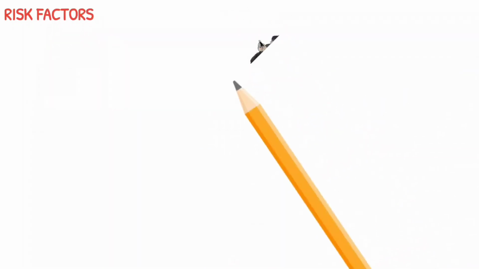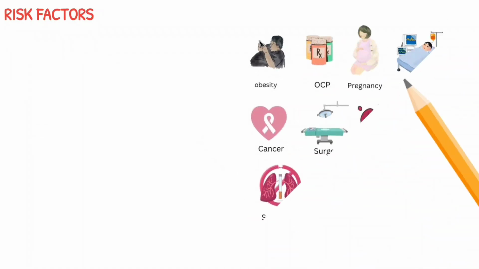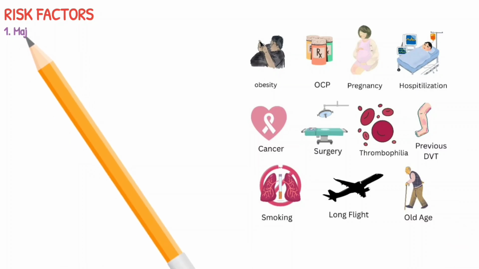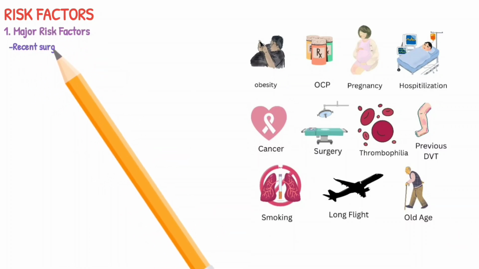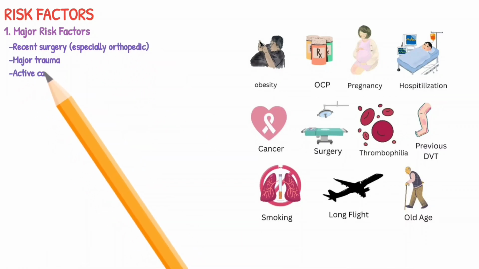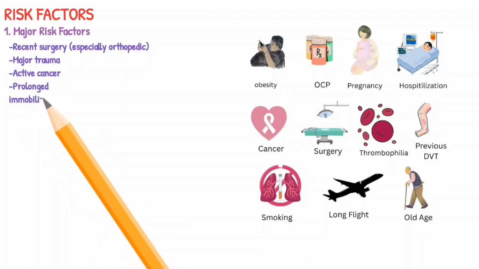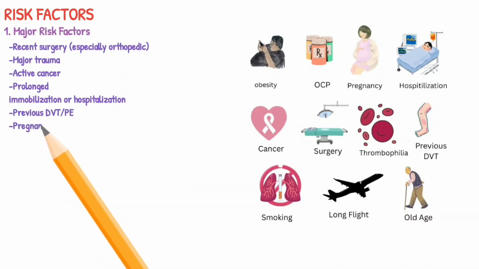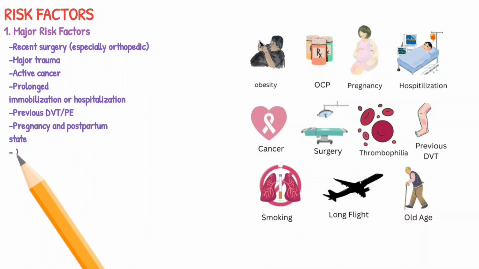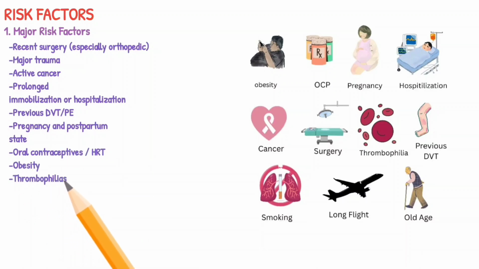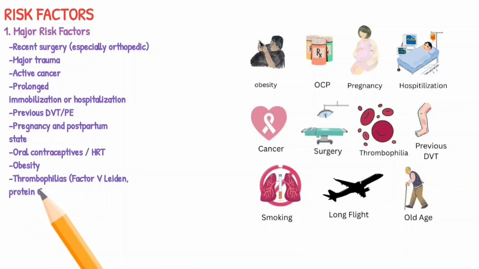Regarding the risk factors, they can be divided into major, moderate, or minor risk factors. In the case of major, it can be secondary to recent surgery, especially orthopedic surgeries, major trauma, active cancer, prolonged immobilization or hospitalization, previous DVT or PE, pregnancy and postpartum state, oral contraceptives or hormonal replacement therapy, obesity, thrombophilia like factor V Leiden, protein C, S deficiency, or antiphospholipid syndrome.